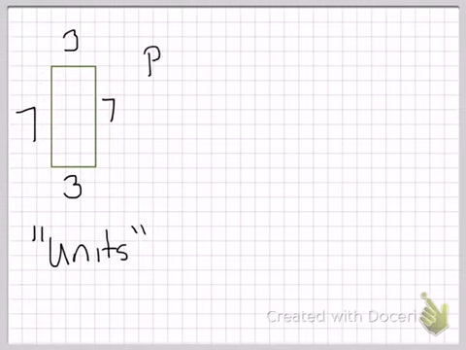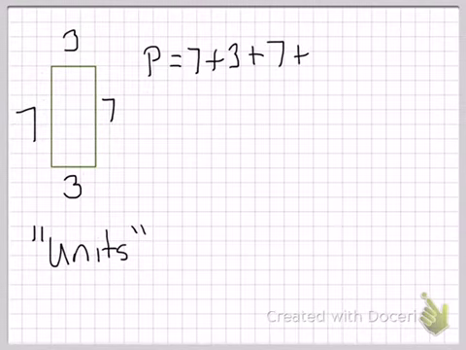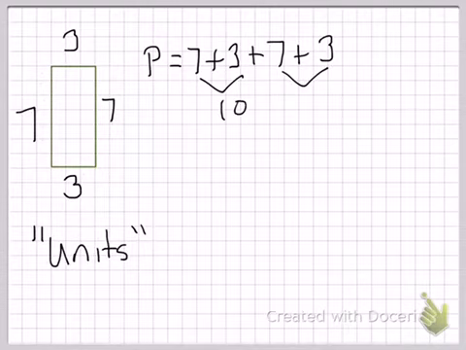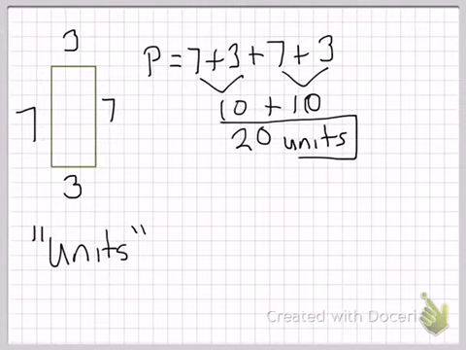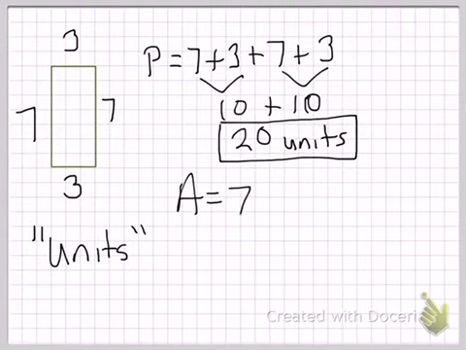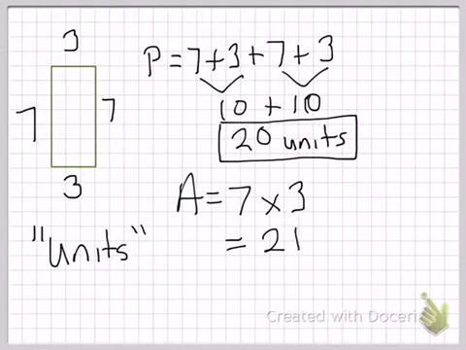So for my perimeter, I'm going to have 7 plus 3 plus 7 plus 3. And that's going to give me 10 plus 10, which equals 20. And then the units are important, but in this case, I didn't tell you what they were, and you would only write the word units. Okay? Then for the area of this one, we have our 7 times our 3, which is equal to 21.